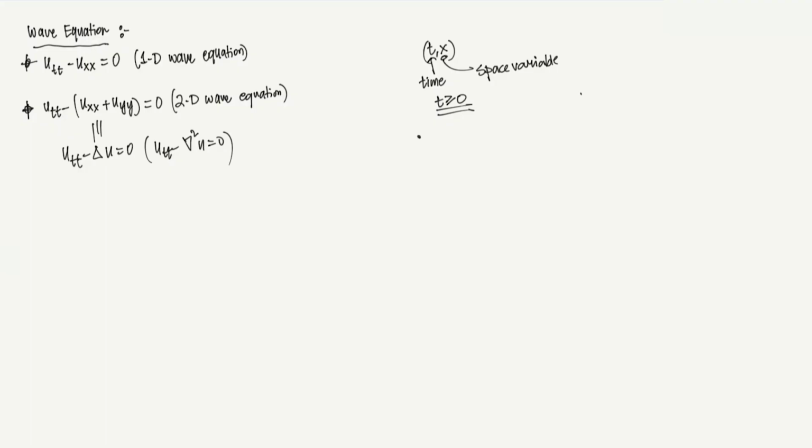In two dimensions, the space variable is 2. It can have 3 dimensions, so it will be x, y, z, and in this case the uxx plus uyy plus uzz term will be there. You can go on doing this, and that's basically your wave equation. I'm not writing the higher dimensional version.